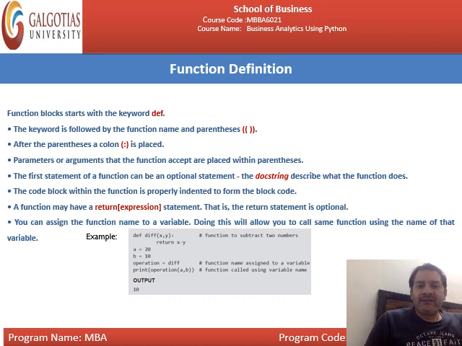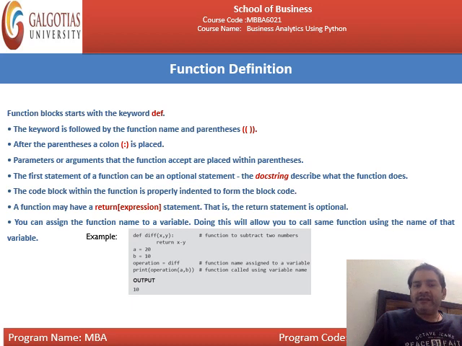You can see in this example: def diff(x, y). Def is a keyword. After that, it is followed by the function name. Diff will be the difference, you may call it. This is the function name; diff will be the function name. X and y are the arguments, or you can say the parameters. All those things we have already discussed in previous slides.